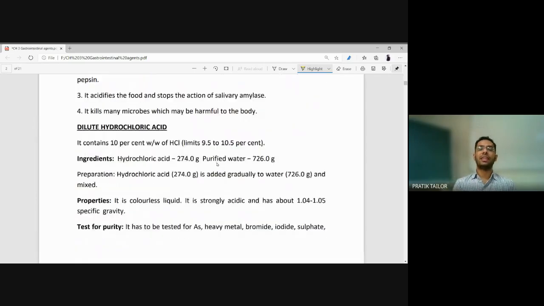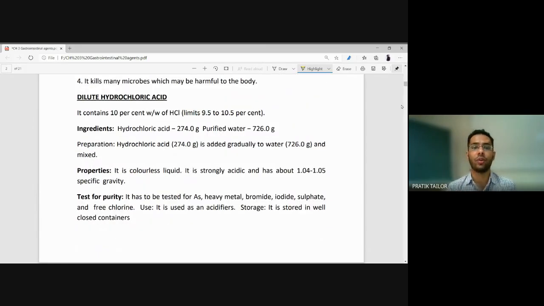And here you can see the monograph of dilute hydrochloric acid. How dilute is it? It is 10 percent, given as weight by weight. The formula is given by weight: you take concentrated hydrochloric acid, 274 gram, and add additional water to make a total of 1000 gram. So this is how you dilute it. And if you see the limits, the pharmacopoeial standards allow 9.5 to 10.5 percent. It is a clear, colorless liquid.